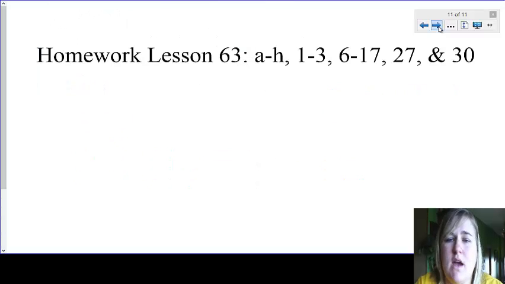Your homework assignment for today is Lesson 63, A through H, 1 through 3, 6 through 17, 27, and 30, which is a little random, I know, but picking out some of those good problems for you. This assignment will be due when you walk in the room tomorrow. You will show it to your substitute, who has directions to make sure that you have completed every single problem. So please put forth the effort and do a good job. Please be good. You should not be talking.